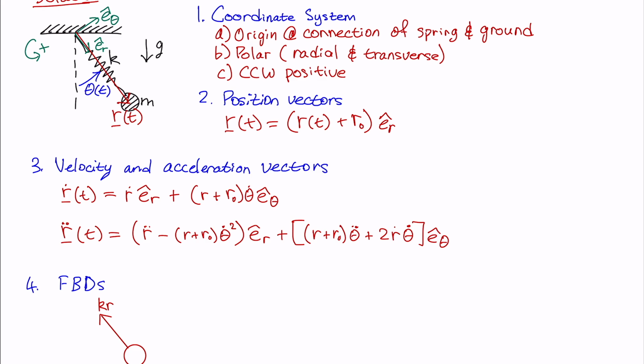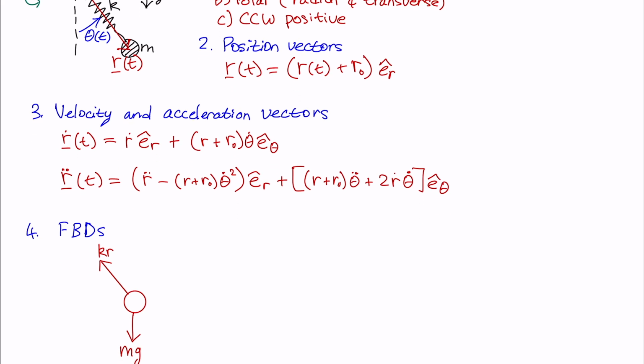That tells us that kr is in the e hat r direction, but mg is in neither the e hat r nor the e hat theta direction solely, so we're going to have to break up this mg force into components.